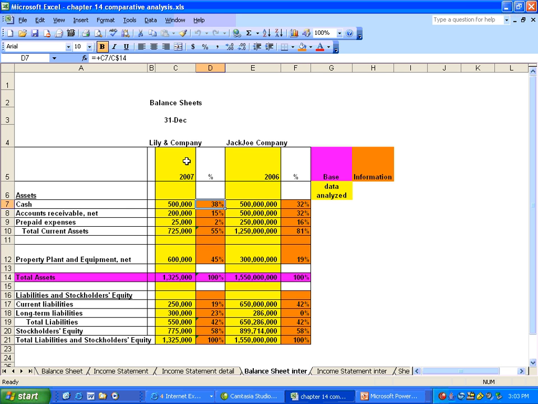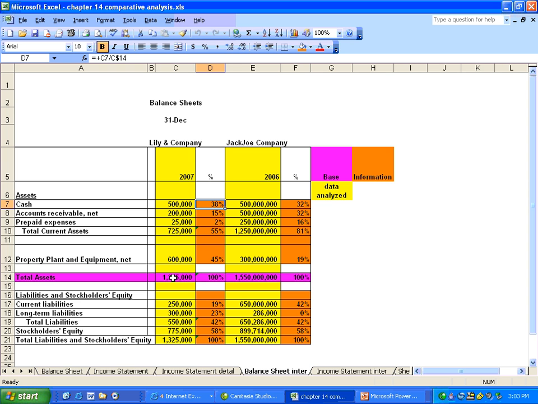And here's Lilly & Company for 2007. And we're going to compare each line item on the balance sheet. All assets, all liabilities, all stockholders' equity items. And we're going to use total assets as our base amount. So cash is 38% of the base amount. Accounts receivable is 15% of the base amount.